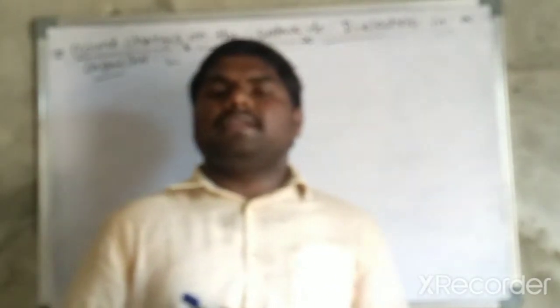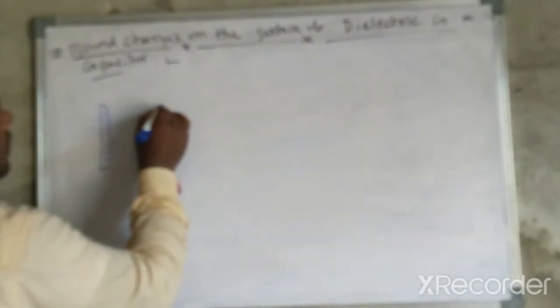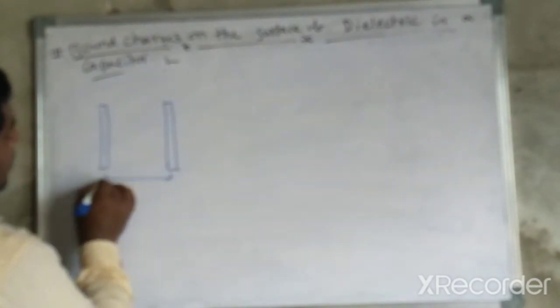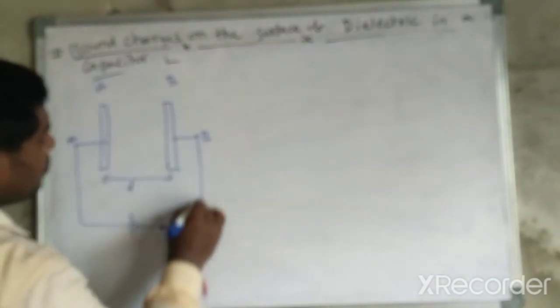The negative plate is connected to the battery's negative terminal, so it has negative charge. Let us consider this as one plate and this as the other plate. These two plates have the same area, separated by distance d. This plate is named A, this plate is named B. Here the A terminal and here the B terminal, connected to the battery positive and negative through a switch. Here the negative, here the positive.